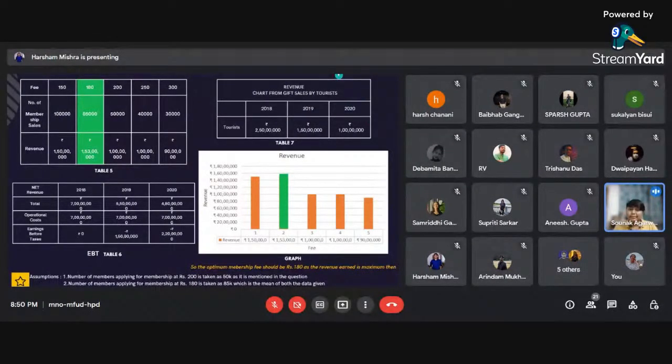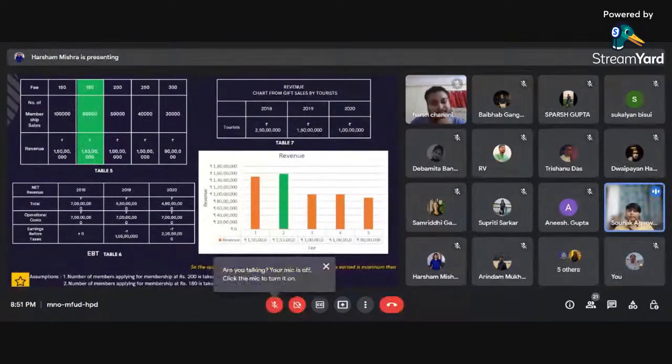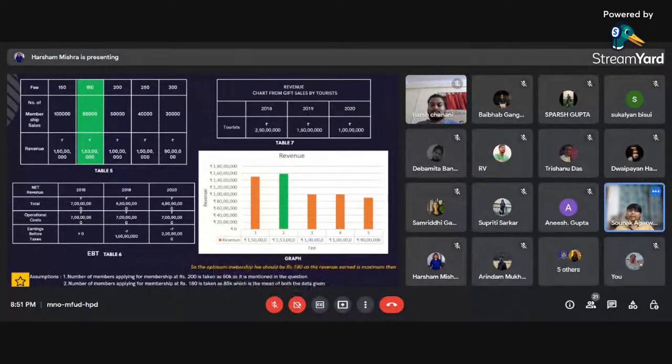Next, we move on to table 7, where we can see that the revenue from gift sales to tourists has decreased year on year, which is a major problem. Now we combine all this data from the various tables into table 6, which gives us the earnings before taxes. We can see in 2018 we broke even, but in 2019 and 2020 we incurred heavy losses. So we will be giving a number of recommendations to our client, which will be presented by Harsham.